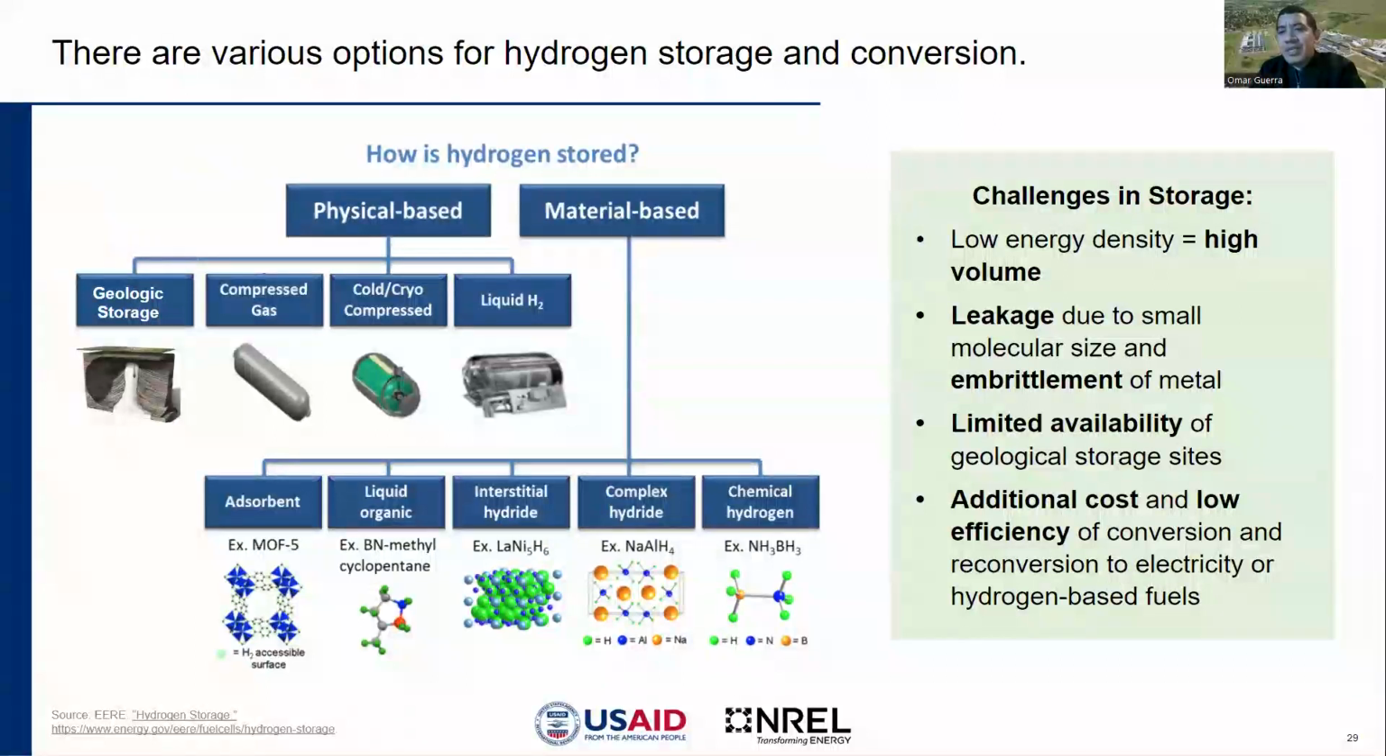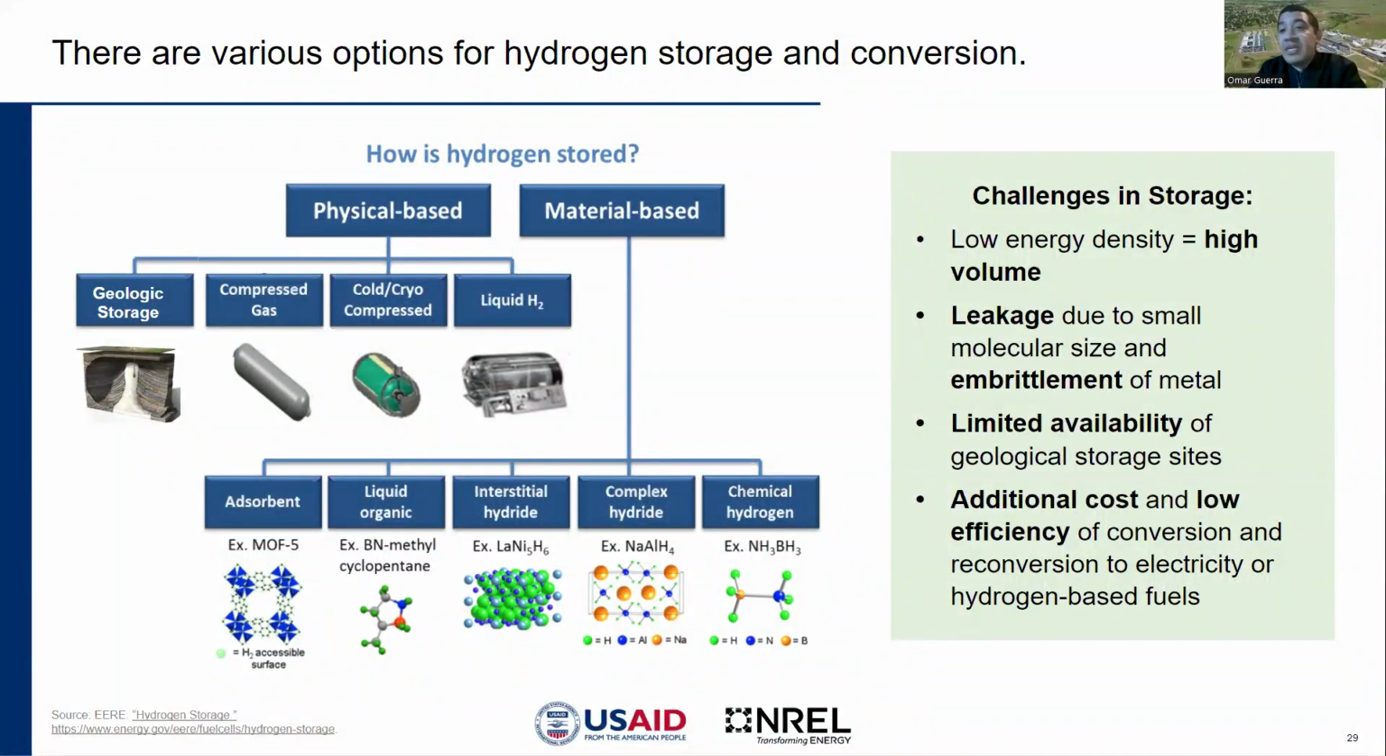Then storage. I was mentioning that the storage is very expensive. The good news here is that we have a bunch of options to store hydrogen, including physical-based storage, for example, geological storage. This is very, very cheap. Perhaps, but for sure, the cheapest way to store hydrogen. So if you have an underground facility that could be used to store hydrogen, this is very critical for the deployment of hydrogen technologies. Then you could also store hydrogen as a gas or as a liquid.